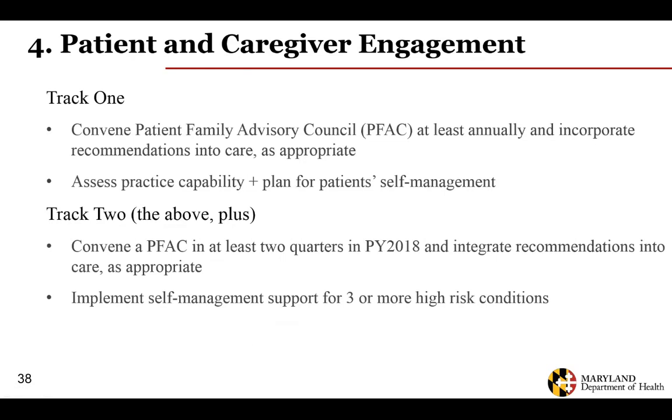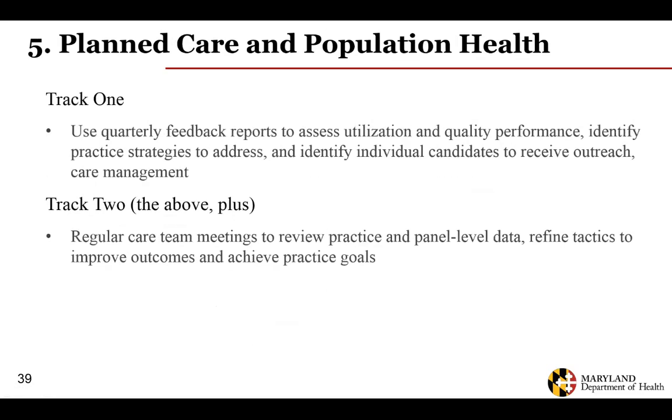Planned care and population health. So Track 1 is using feedback reports to assess utilization and quality performance. And then Track 2 is having regular care meetings to review the panel level data and refining the tactics. So this is a really extremely important part of the program because what you want to be doing is this constant quality loop where you're looking at what you're doing, making some changes, and then assessing whether that was effective, and then kind of doing that process over and over again. Okay, next slide.